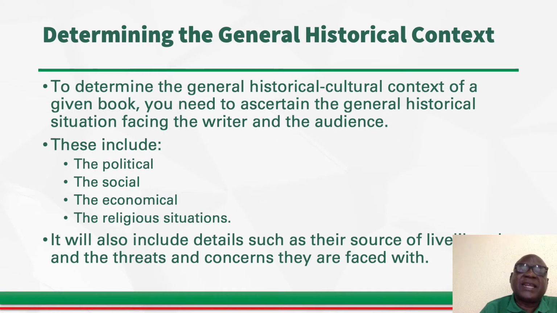Now, to determine the general historical context of any given book, you have to ascertain the general historical situation facing the writer and his audience and his readers. This will include the political environment, the social environment, the economic environment, and also the religious situation. This will also include details such as their source of livelihood and the threats and concern they are faced with.